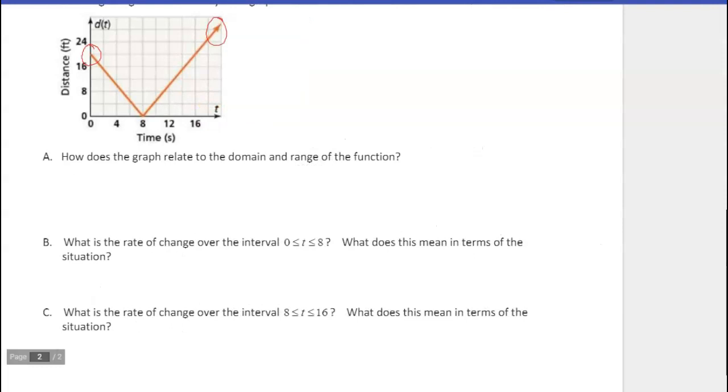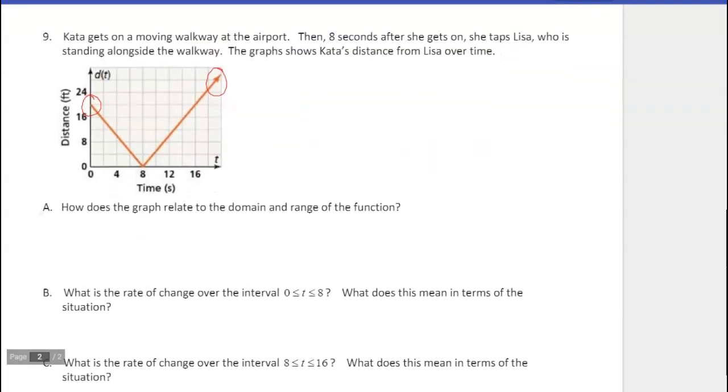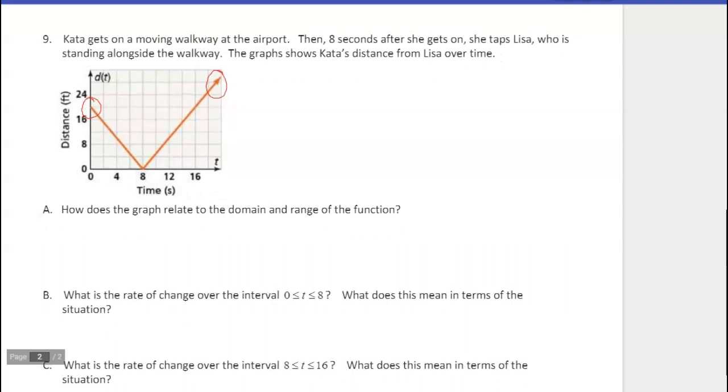So how does the graph relate to the domain and range of the function? So what we have here is Kata. Probably was supposed to be Kate. I don't know. Kata gets on a moving walkway at the airport. Then 8 seconds after she gets on, she taps Lisa, who's standing alongside the walkway. And this shows Kata's distance from Lisa over time.